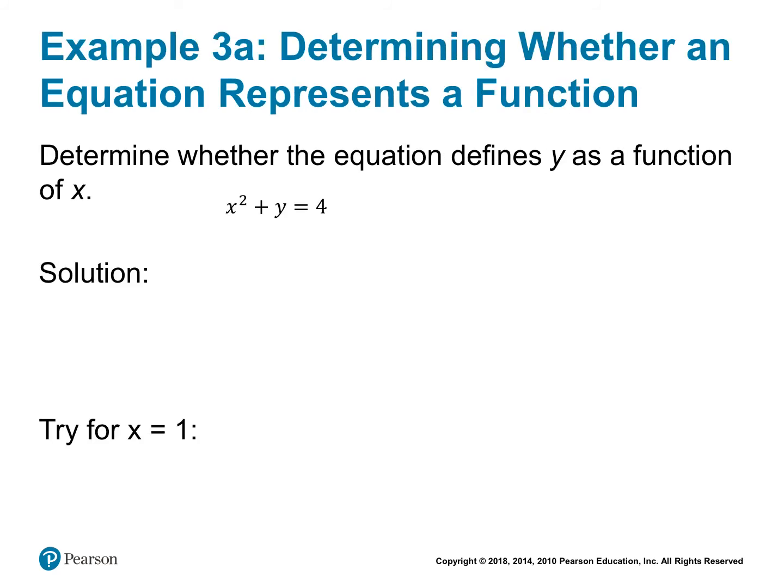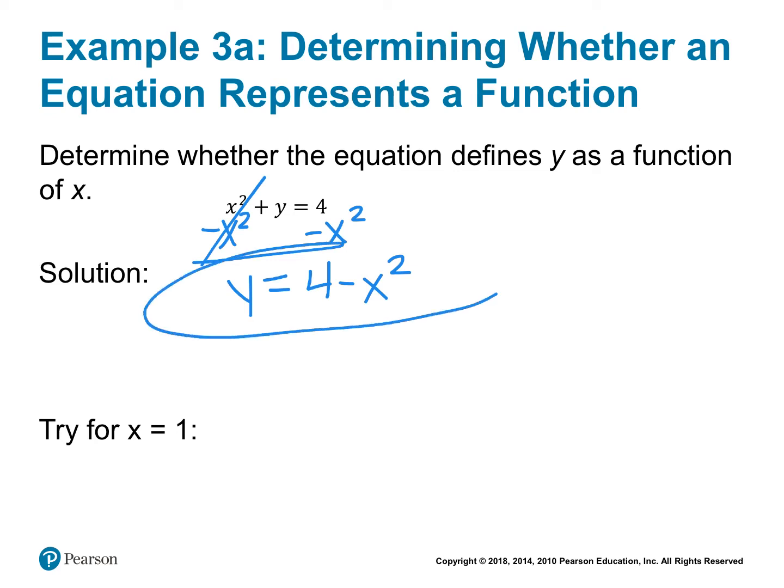It says determine whether the equation defines y as a function of x. So what we're going to do is solve this for y and see what kind of answer we get. To solve this for y, I'm going to move the x squared over by subtracting it. That leaves me with y equals 4 minus x squared. So in this case, you can see there is only one thing that y can equal. It equals 4 minus x squared. So yes, this one is a function.